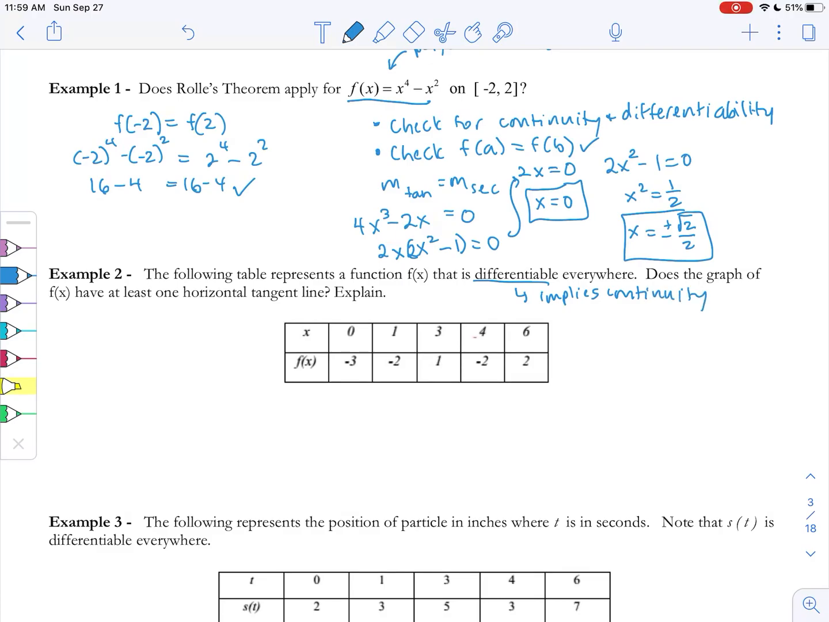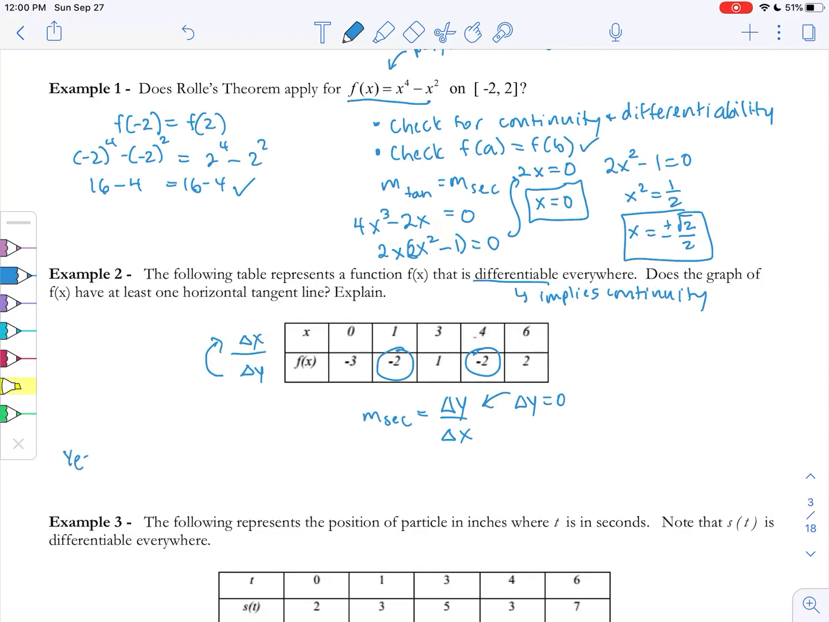Does the graph have at least one horizontal tangent line? And then explain. Okay, so if it does have one horizontal tangent line, I should see the change in y over the change in x in that direction be equal to 0. And for that to be true, we're going to look for the y values to be the same over the x values. So the slope of the secant line, we're going to look for change in y over change in x, where the change in y is equal to 0. And that does occur between the x values of 1 and 4.